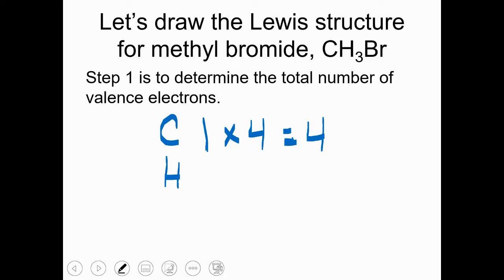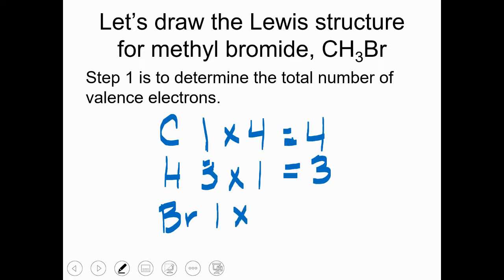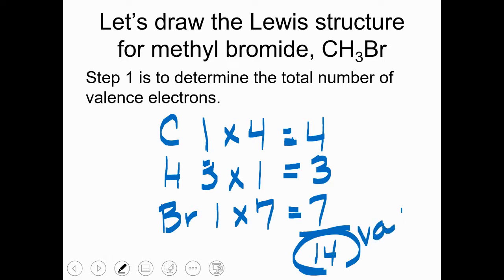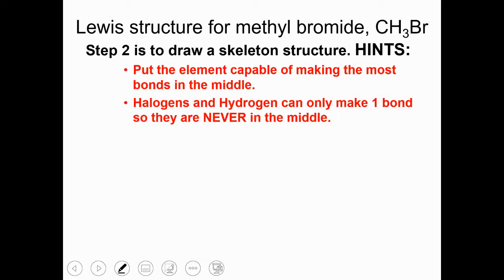There are 3 hydrogens in this structure. Each hydrogen is going to bring 1 valence electron to the structure. So the hydrogen will contribute 3. And there is 1 bromine. Bromine is a halogen, and remember, in the main block, they all have 7 valence electrons. So since there's only 1 of them, that contributes 7. And this is an important number to know. This is the number of valence electrons that are available to use in this structure. Okay, so we're going to have to remember that number.